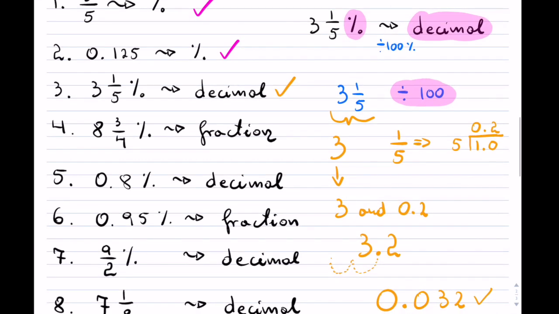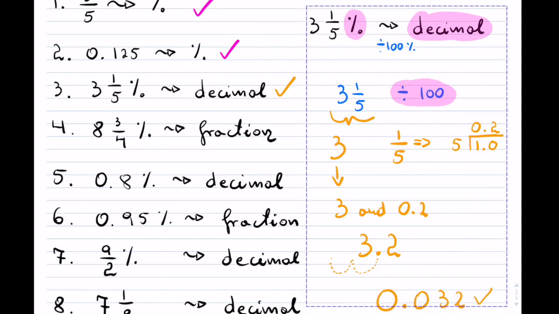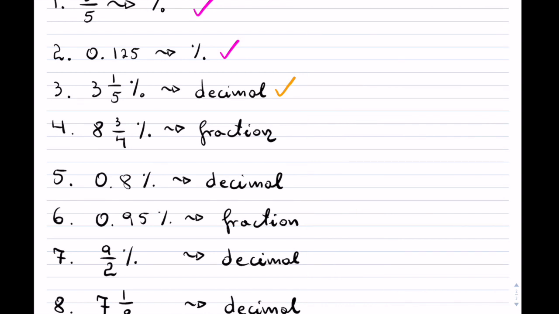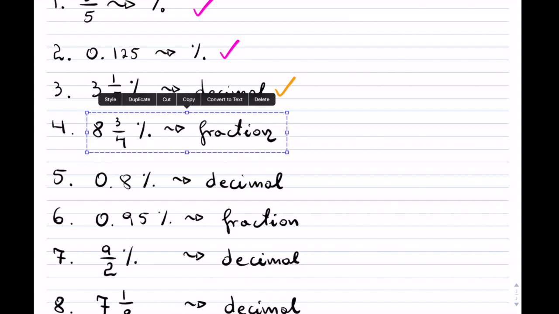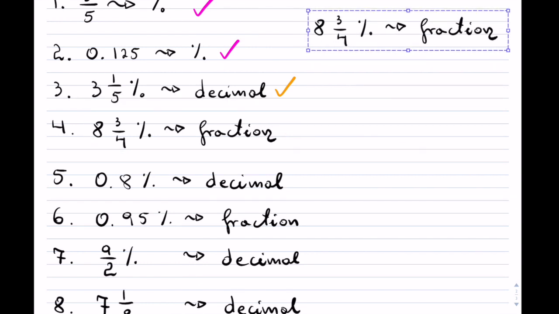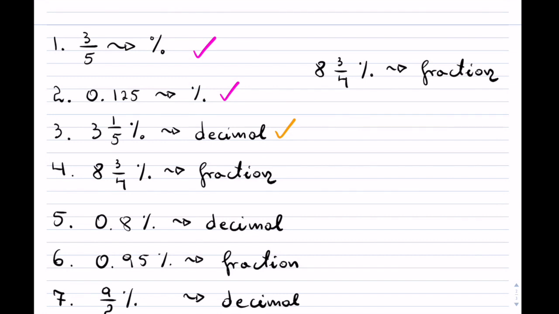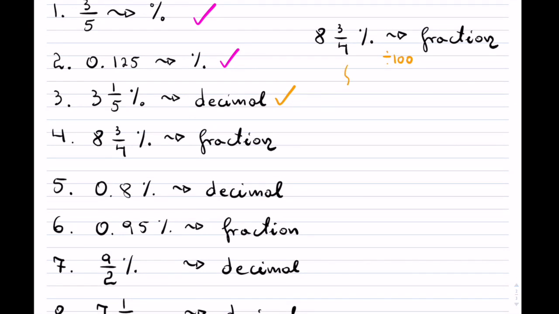Let's take a look at now question number 4. For that question, we have, again, a tricky one. I have to convert this from a percent to a fraction, which means I'm going to have to divide by 100. And in order to divide by 100, notice I have a mixed number, and I want to keep it as a fraction. So I have 8 3/4, divided by 100.